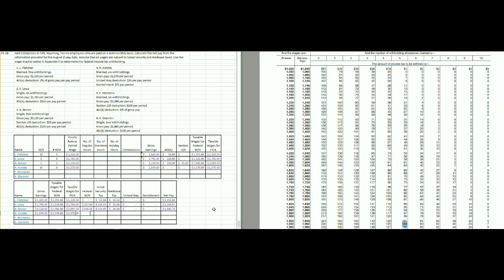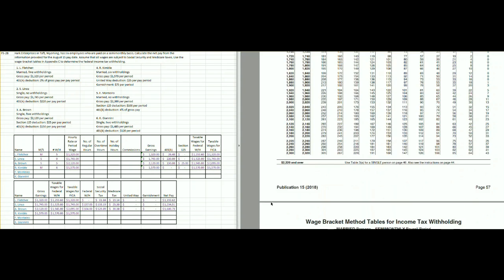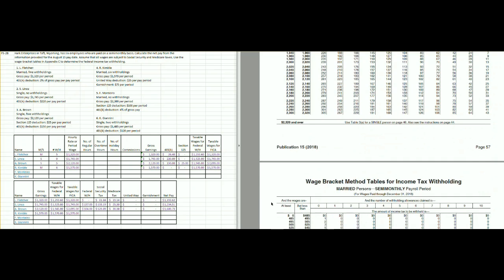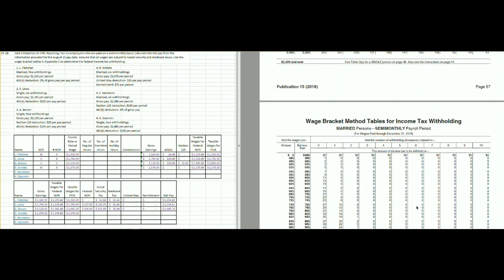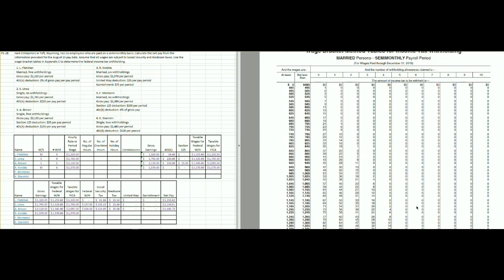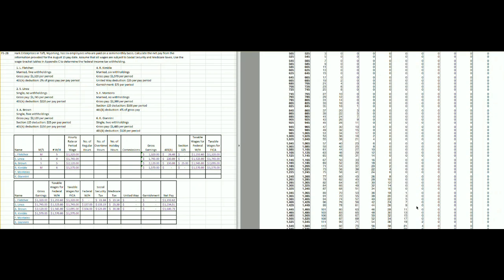Coming down to the second half of the table, gross earnings of $1,570, federal taxable wages of $1,570, and taxable FICA of $1,570. We need to scroll down until we find the married bracket. We are going to place our cursor over the 6, and we're going to follow that down until we find federal taxable wages in the bracket of $1,570, which is going to be here, giving us federal income taxes of $6.